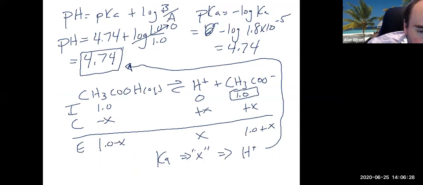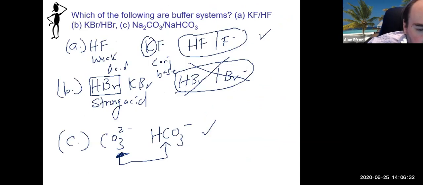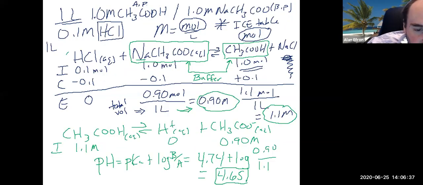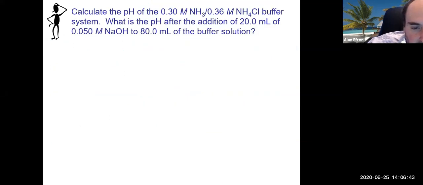Any questions on that? Before we go to the next example, let me explain what I was talking about with the idea of buffer capacity. So where can I do that? Let me try to find a spot.